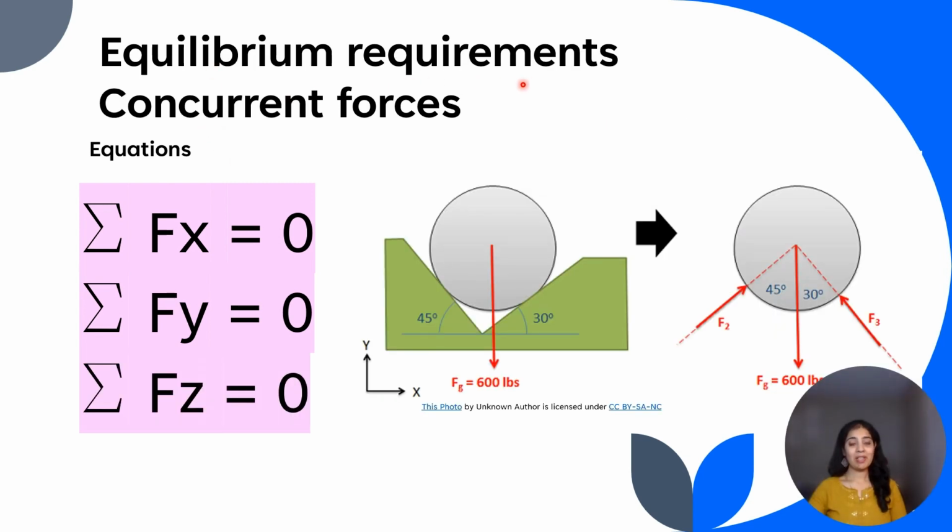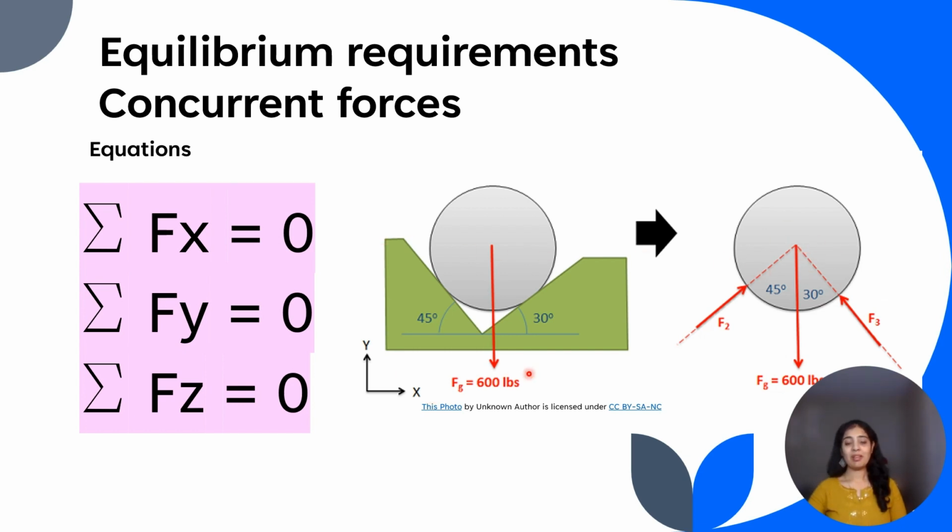Equilibrium requirements for concurrent forces. Concurrent force system is a category of force system where all the forces act at the same point. Then only force equilibrium is necessary to ensure complete equilibrium. Moments will be zero as they will pass through a single point. So moment arm will be zero.